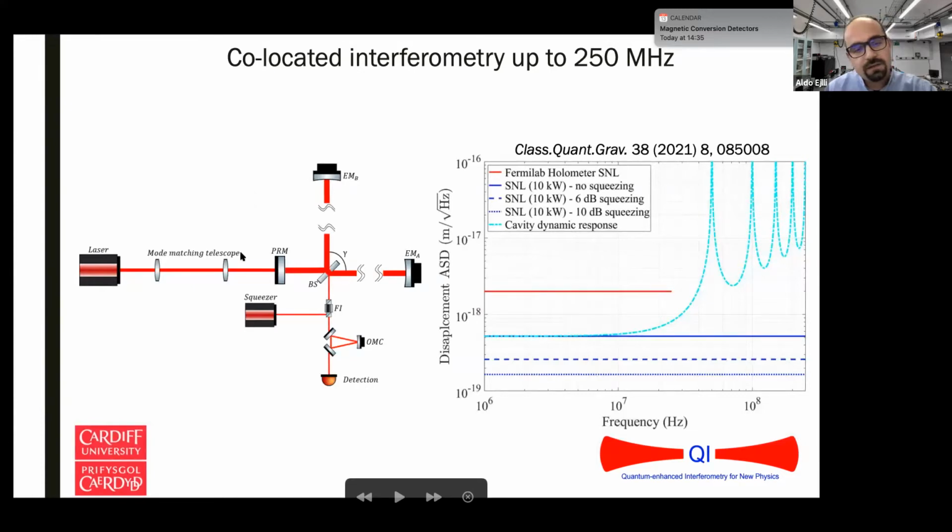Here, the novelty is that we will have a simple power recycled Michelson with 10 kilowatts on the beam splitter. We will use squeezed light and an optical mode cleaner to reduce the higher order mode content. The sensitivity is better, with respect for example to the shot noise level of Fermilab, by 1 order of magnitude using 10 dB of squeezing. And since we have 2, we can cross-correlate them and improve the sensitivity by the square root of time.